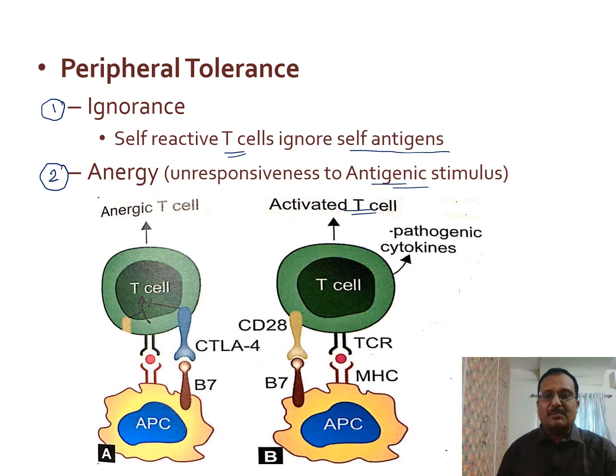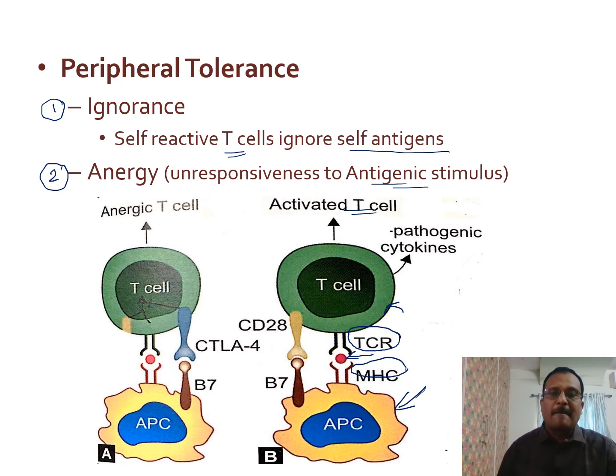Whenever the antigen presenting cell presents the antigen to the T lymphocytes through the MHC complex, it is presented to the T cells through the T cell receptor. So through the T cell receptors, the antigen will be presented by the antigen presenting cell to the lymphocytes for the activation.